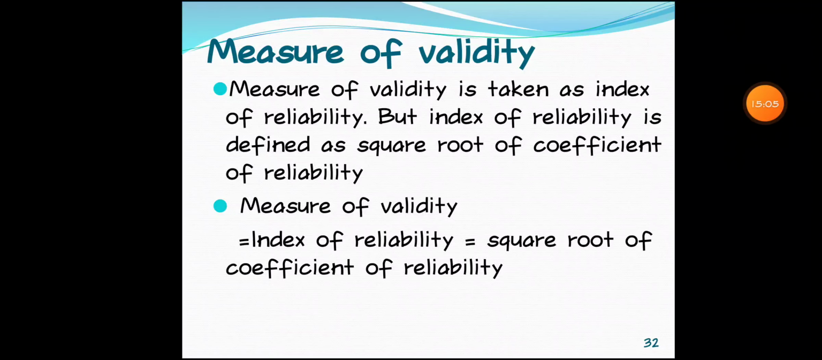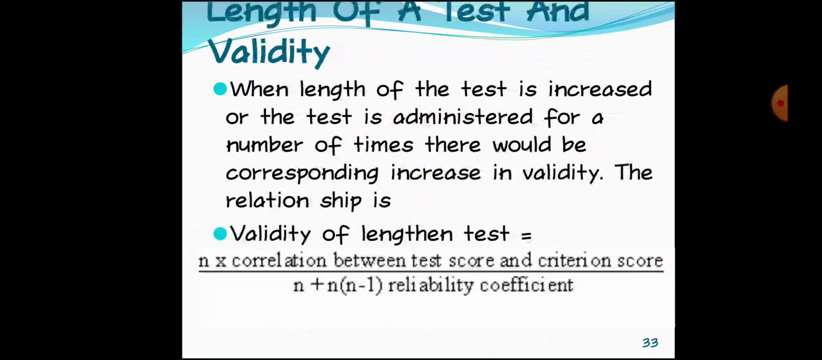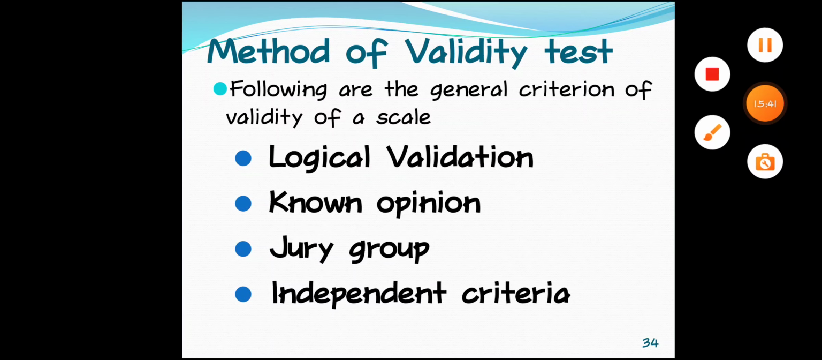Measure of validity. Measure of validity is taken as the index of reliability, but the index of reliability is defined as the square root of the coefficient of reliability. Measure of validity, index of reliability, is equal to the square root of the coefficient of reliability. Length of a test and validity. When the length of the test is increased or the test is administered a number of times, there will be a corresponding increase in validity. The relationship is: validity of a lengthened test is equal to n times the correlation between test score and criterion score, divided by the square root of n plus n times n minus 1 times the reliability coefficient.